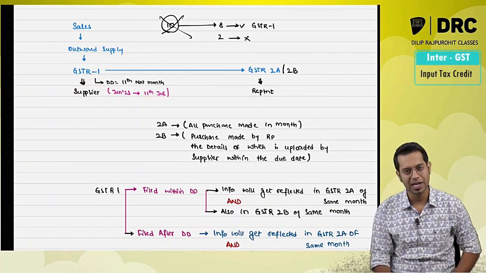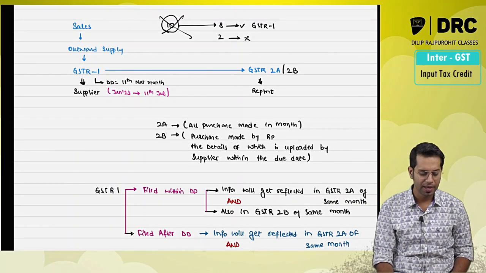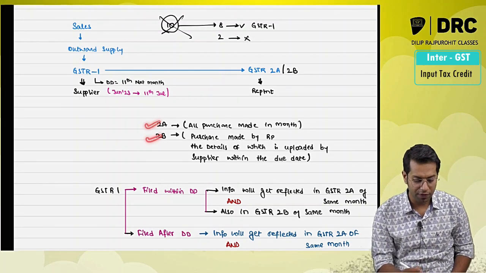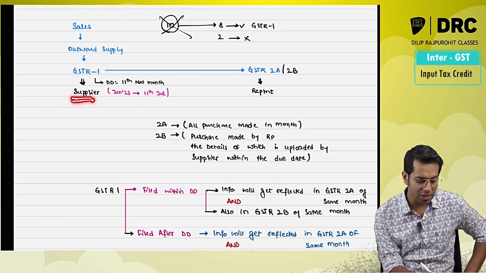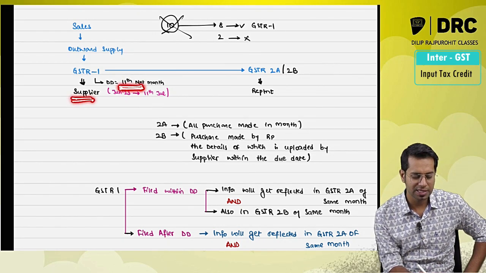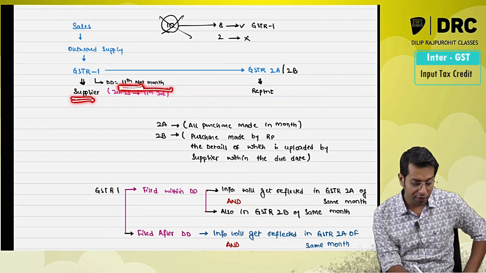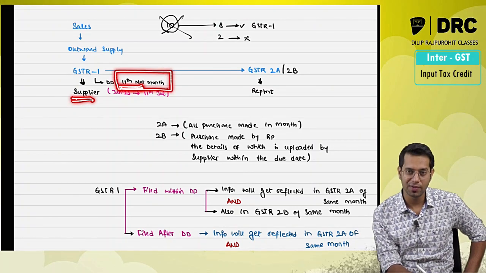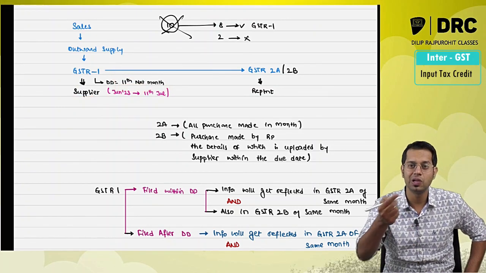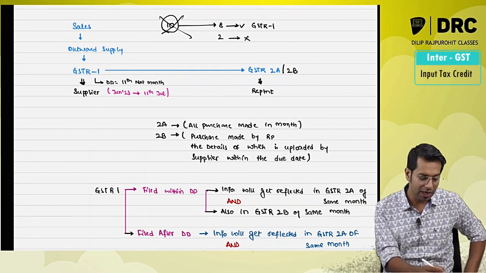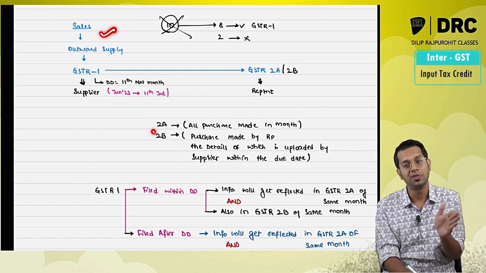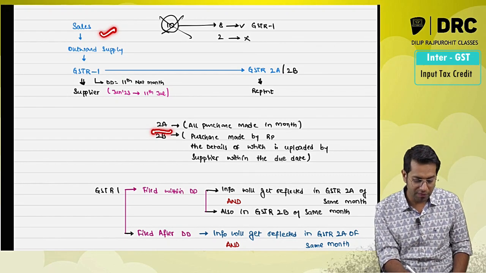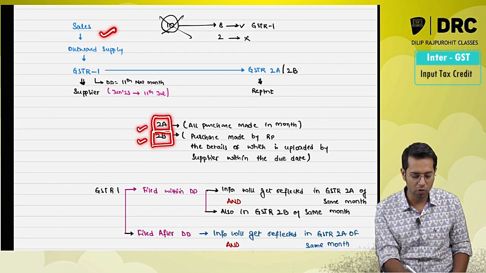It will go and sit in GSTR2A as well as GSTR2B of the recipient. So what is the difference between GSTR2A and GSTR2B? See, the supplier has to file this GSTR1 within which date? 11th of next month. If the supplier files this return by 11th of next month, meaning within the due date, that information will go to the recipient's GSTR2A as well as GSTR2B.